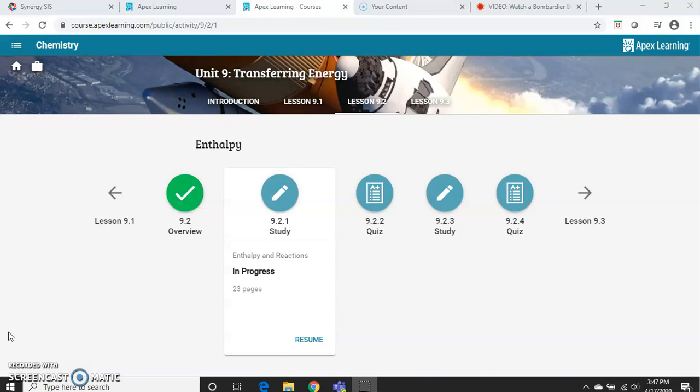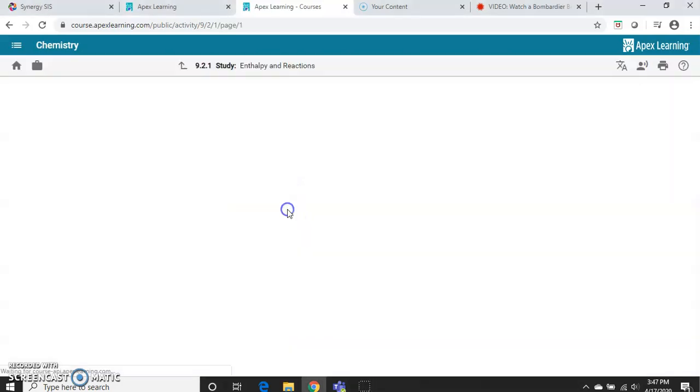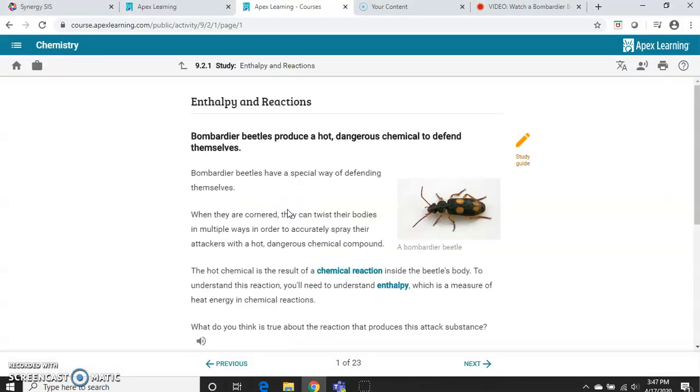This week you're going to be focused on the study 9.2.1, which is about enthalpy and reactions, and you have the quiz at the end of the week to turn in. So let's get started. This first part, I'm going to break apart into 2 sections like I did last week. This first section is more about exothermic and endothermic reactions.